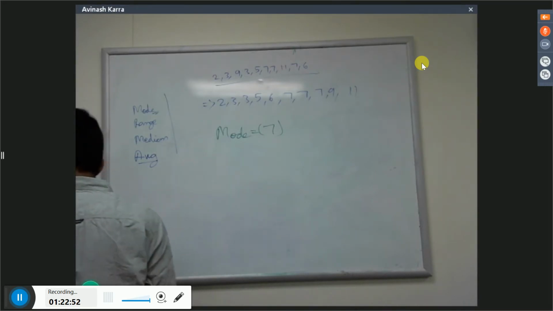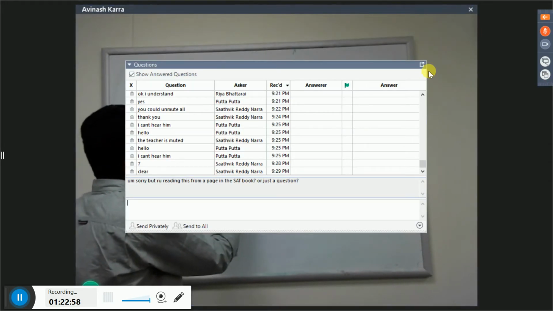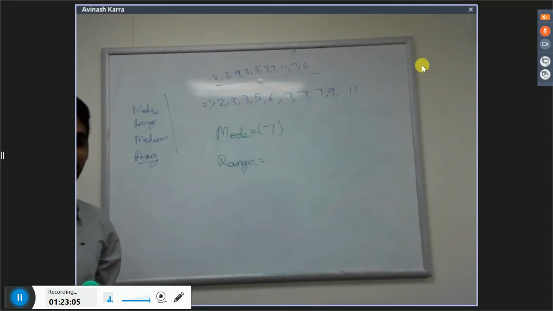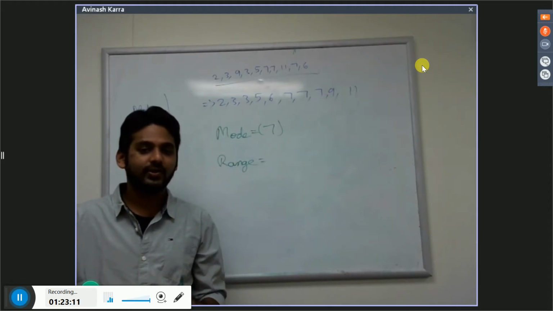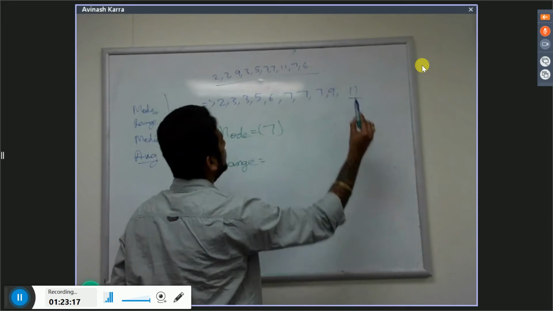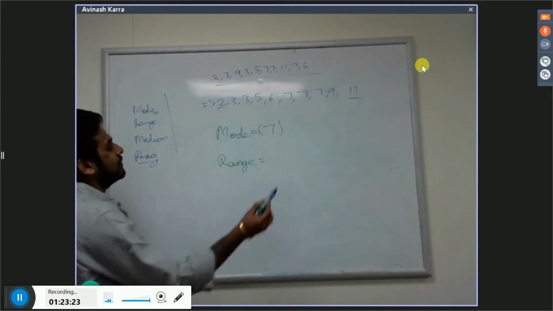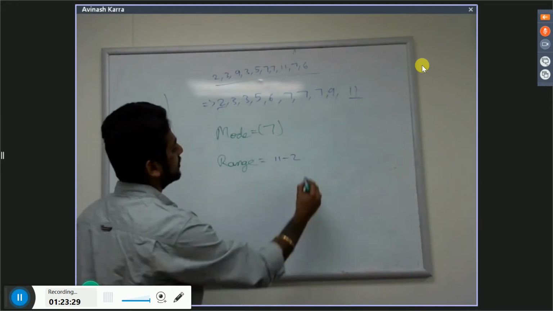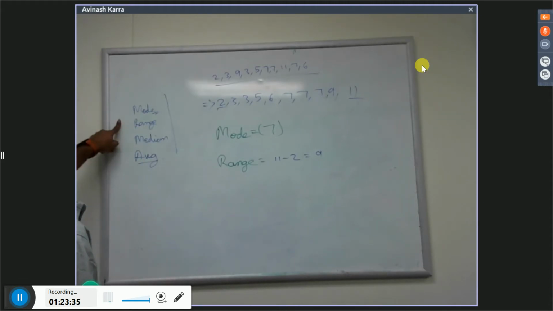Yes. Thank you. And what next? Range. Range is nothing but the difference between the largest value and the smaller value. What is the largest value over here? 11, right? And what is the smallest value? 2. Range is equal to the difference between 11 and 2. 11 minus 2. What is the answer? 9. Perfect. And what is median?